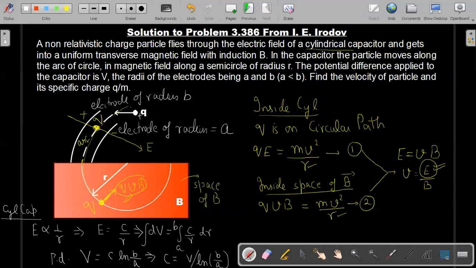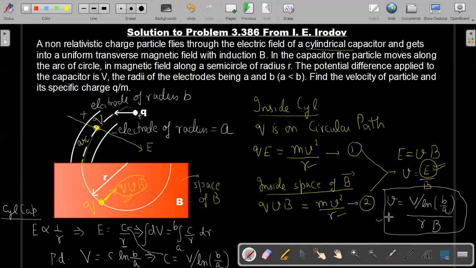And when you put this constant here, the electric field is obtained. So the electric field is a constant divided by the radius small r, and the value of the constant is now calculated as capital V over ln b by a, divided by small r. So this is my electric field value, and then we have capital B in the bottom. So that is the answer for the speed of the charged particle.